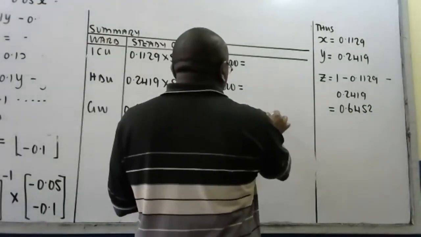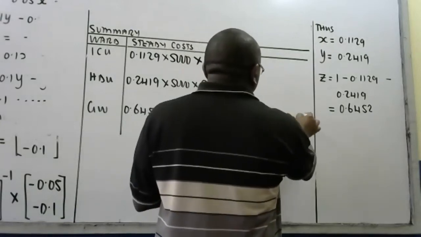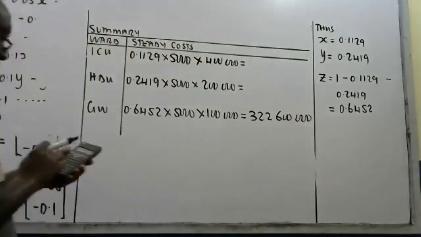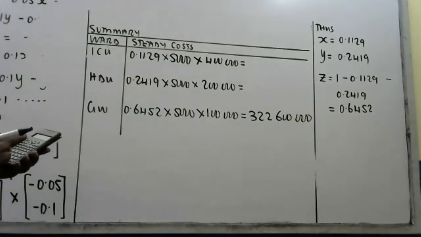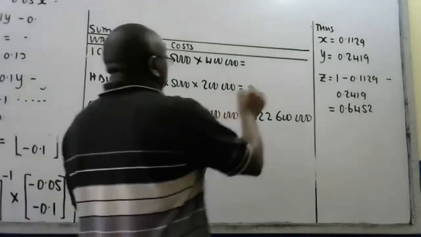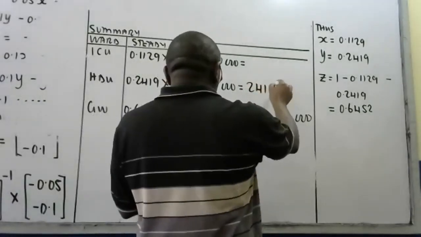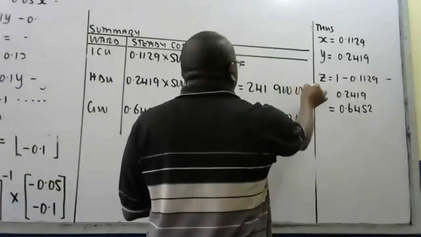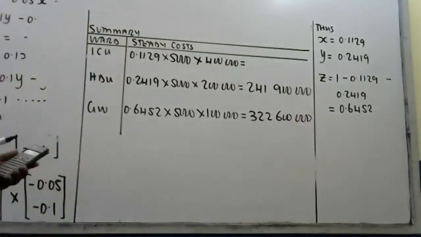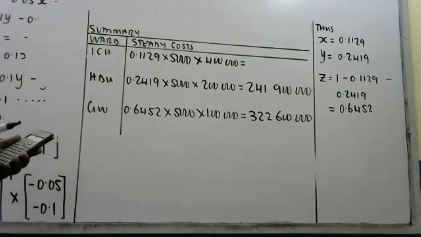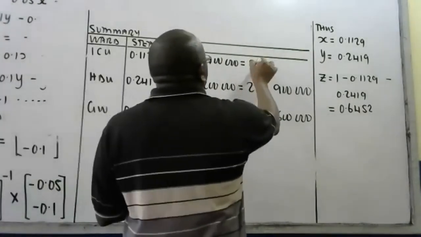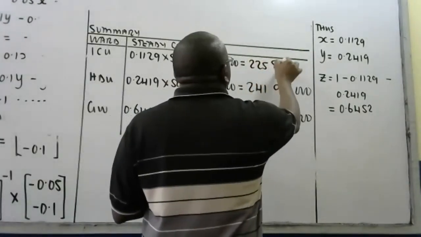That is 322,600,000. 0.2419 times 5 exponential 3 times 2 exponential 5 is 241,900,000. Then 0.1129 times 5,000 times 400,000 is 225,800,000.